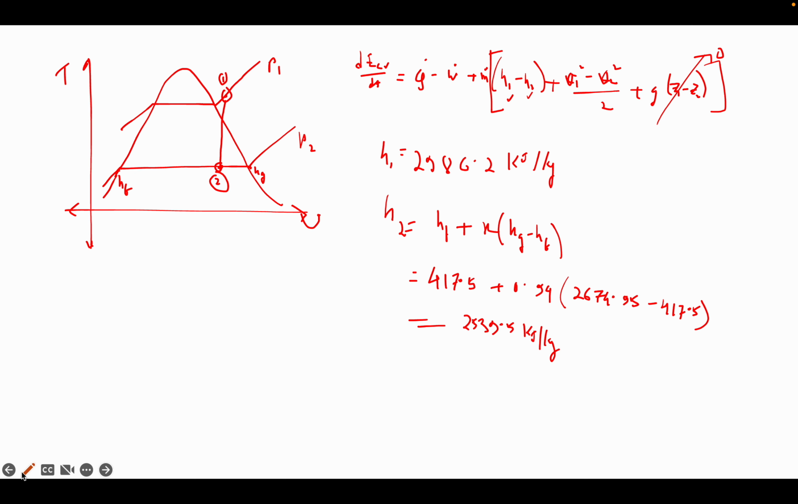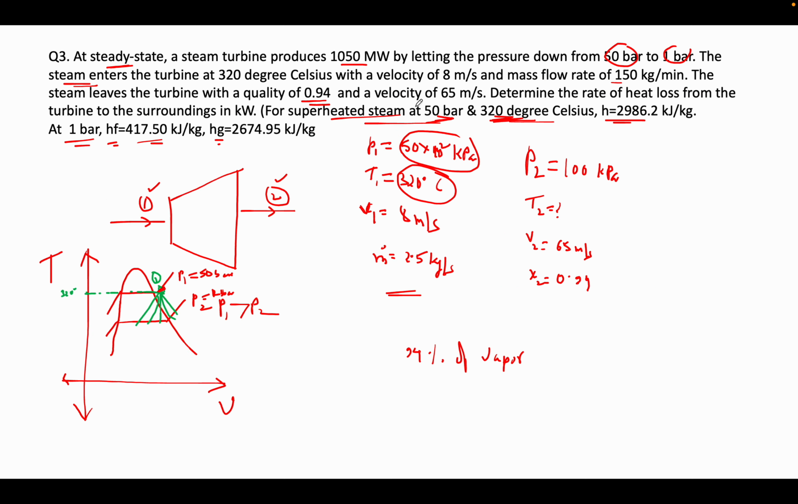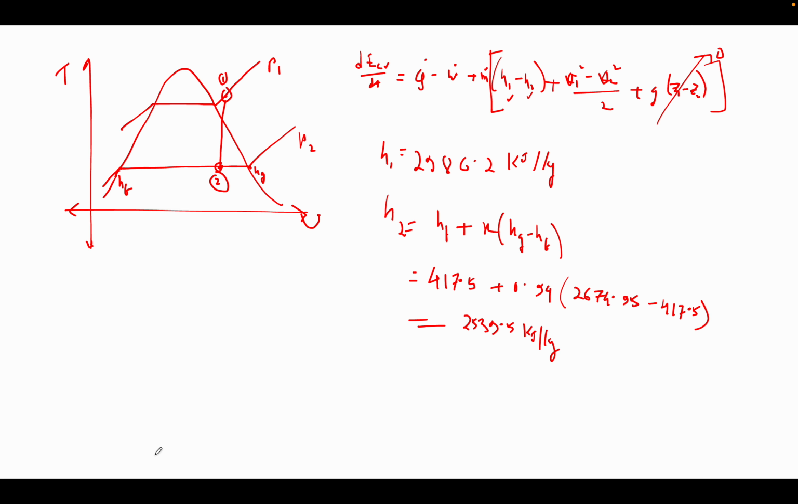Are C1 and C2 given to us? V1 is given to us, V2 is given to us, so we can calculate the answer. Now V1 is 8 and V2 is 65 meter per second. So I can put it here, and since it is a steady state, this will be equal to 0. I need to calculate the heat, I think. So I will put Q dot aside.